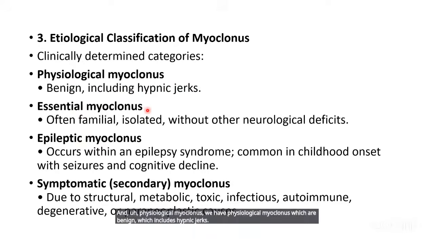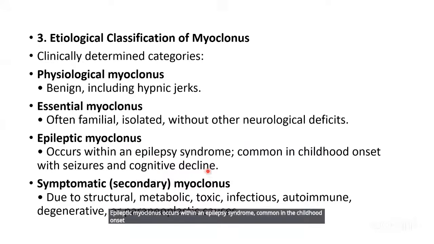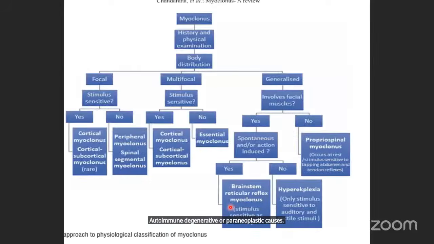Essential myoclonus is often familial, isolated, without any other neurological deficits. Epileptic myoclonus occurs within an epilepsy syndrome, common in childhood onset, with seizures and cognitive decline. And symptomatic secondary myoclonus is due to structural, metabolic, toxic, infectious, autoimmune, degenerative, or paraneoplastic causes. So this is a phenotype-based approach.